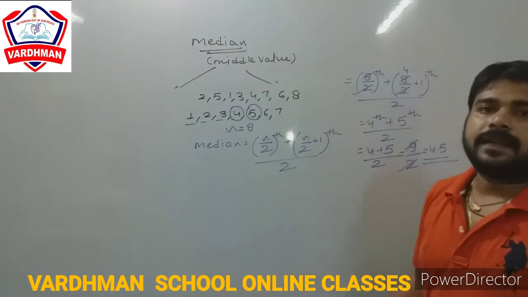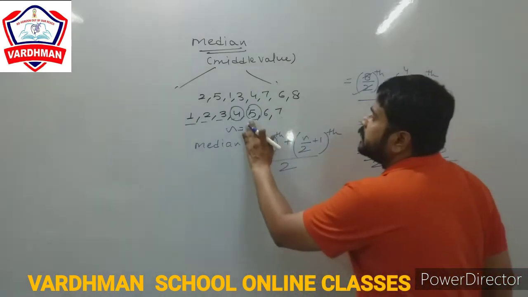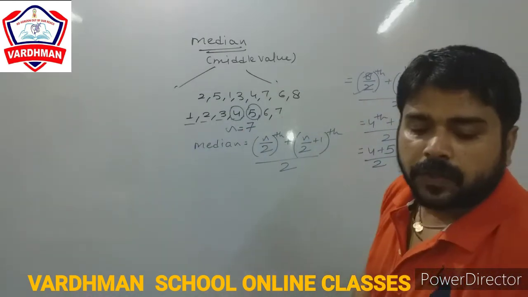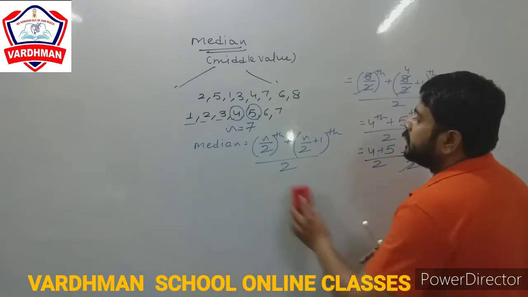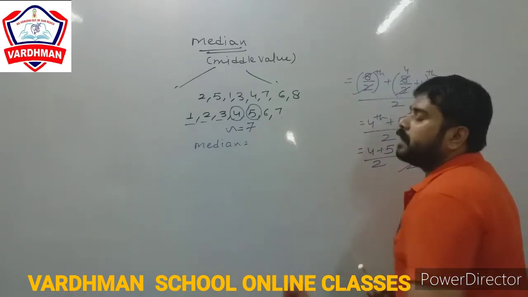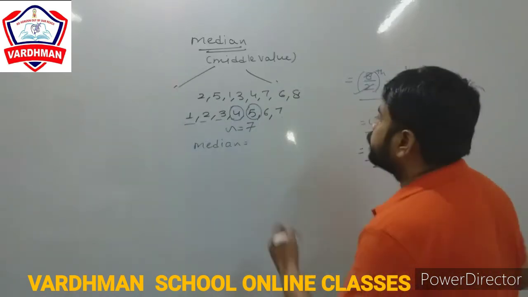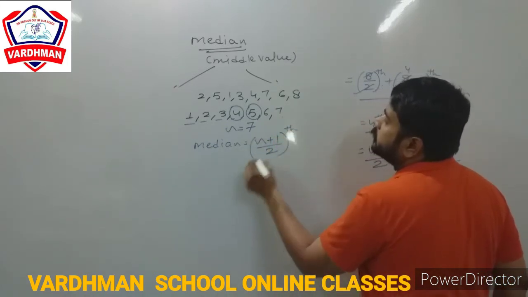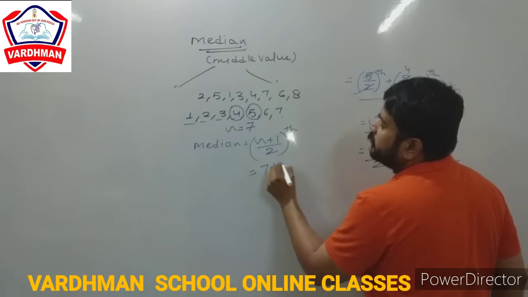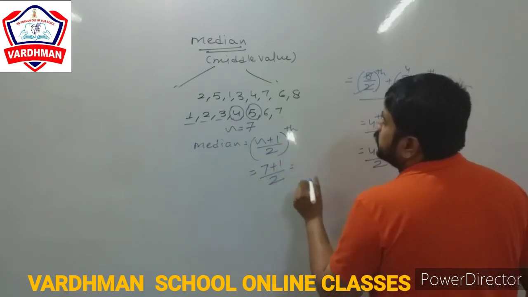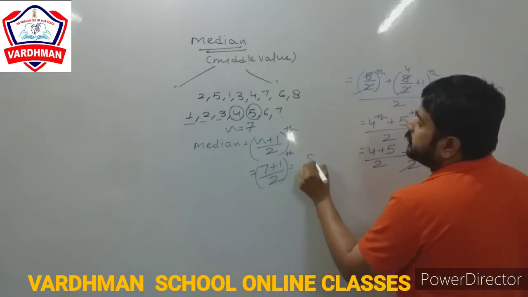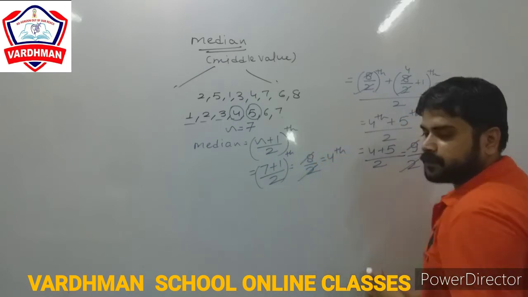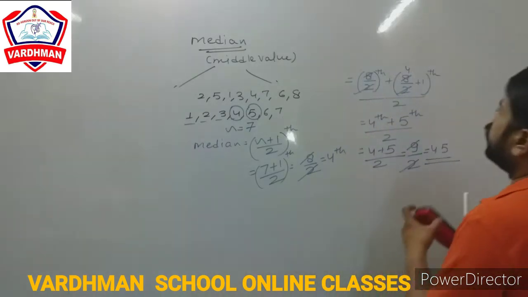I removed the 8 from here, so the number of terms will be 7. Then n will be 7, which is an odd number. So when an odd number comes, the formula will be (n plus 1) divided by 2 term. That is (7 plus 1) divided by 2, that is 8 divided by 2, that is the 4th term of the data.